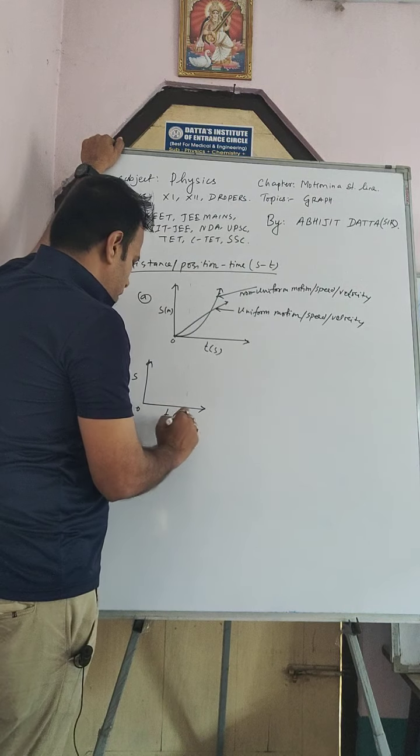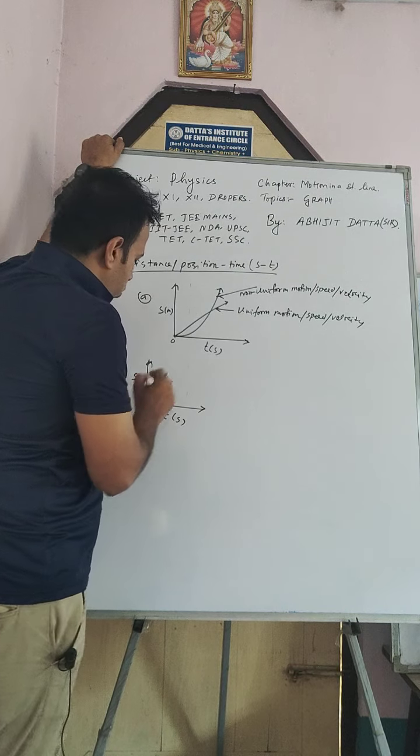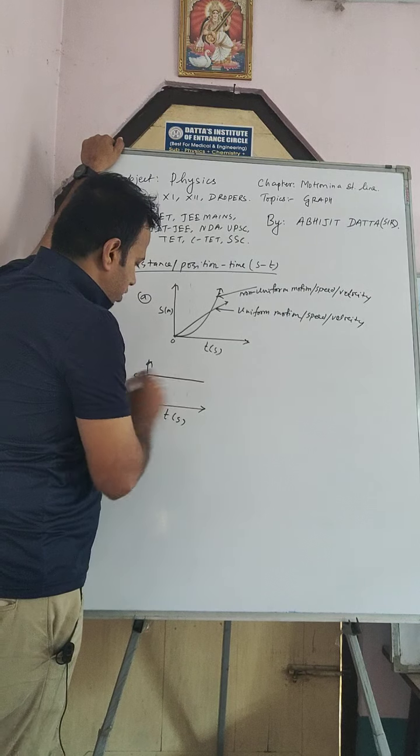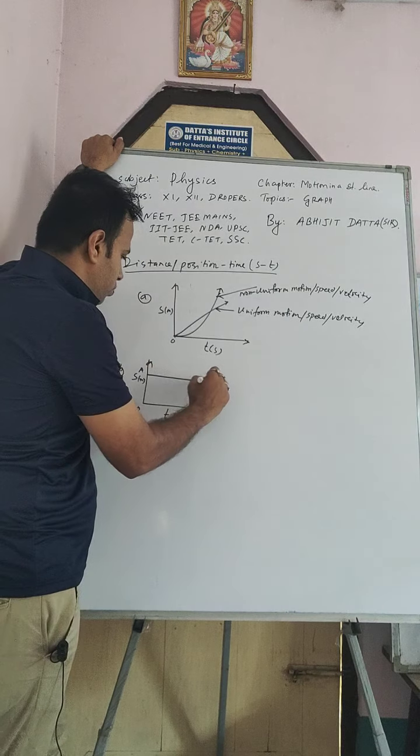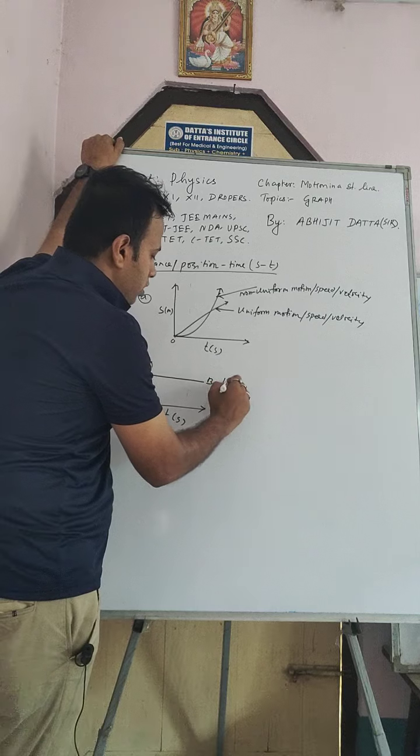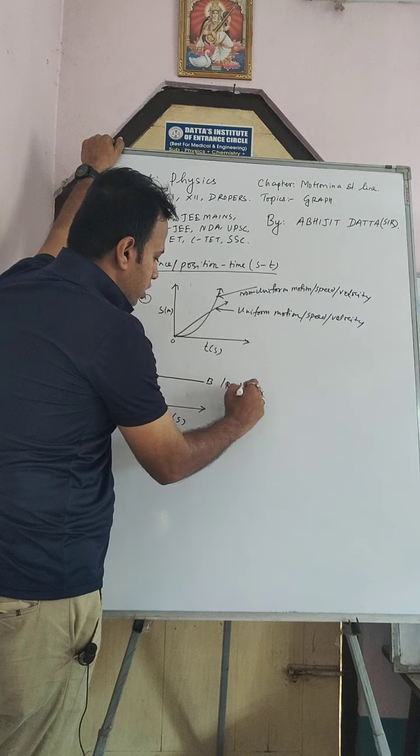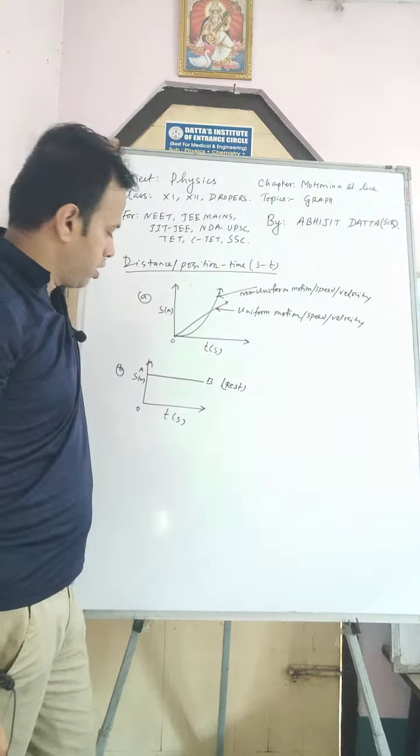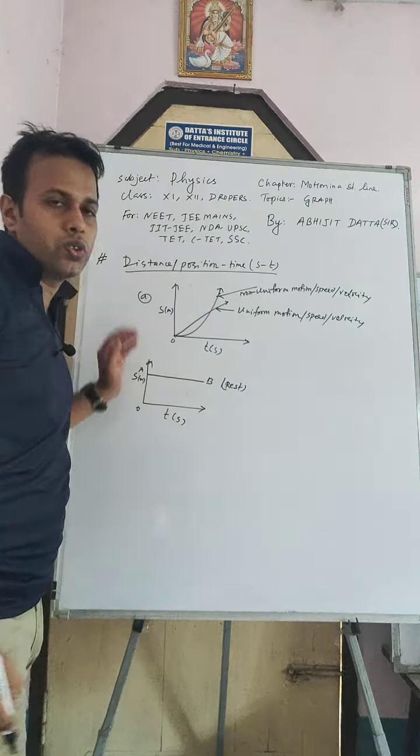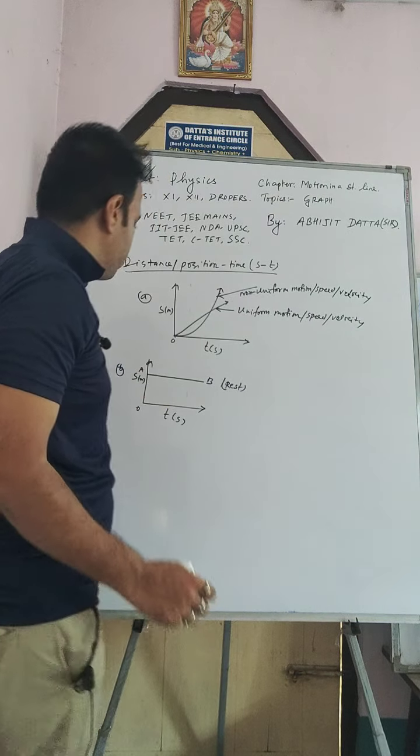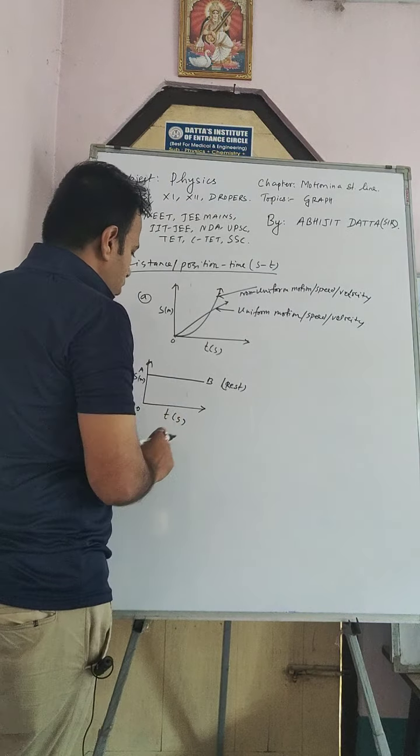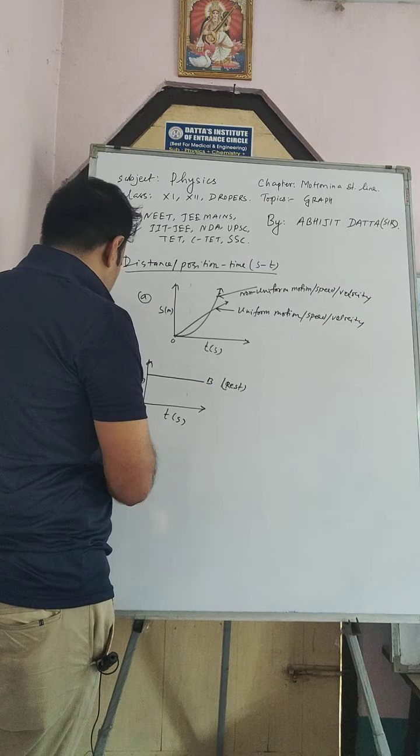Now graph B. Suppose this one is seconds and this one is in meters. Suppose one graph is like that, this one is A and this one is B. So we can say the object is at rest, because with respect to time the displacement is 0. The object's displacement is 0, so we can say the object is at rest.